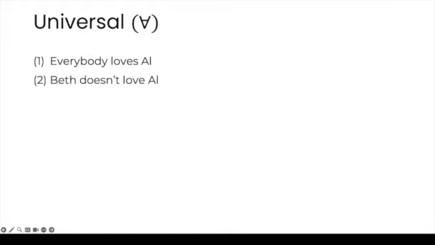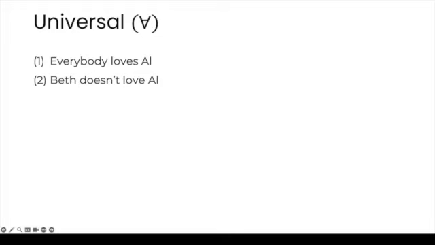1, everybody loves Al, and 2, Beth doesn't love Al. Suppose that our domain is people in an office in which Beth and Al are co-workers. So you can interpret 1 as everybody in this office loves Al. Now, can we devise a mechanical method that will tell us whether these sentences are inconsistent? After all, 2 is not the direct negation of 1. Well, to do this, we can rely on the fact that 1 has consequences that directly conflict with 2.